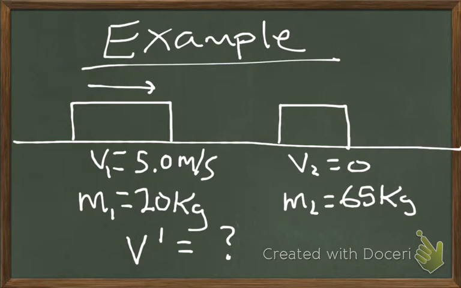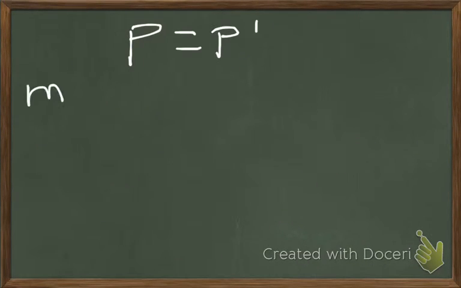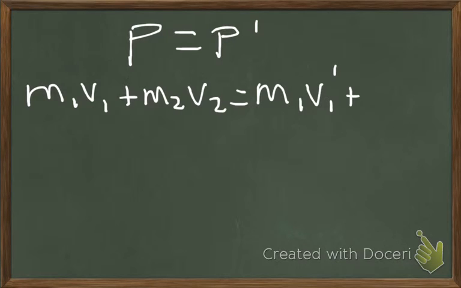Our first example: an object on the left is approaching the one on the right, and they have different masses. The one on the left has a velocity of 5, and the one on the right has a velocity of 0. My question is, if they stick together on impact, how fast will they move together after the impact?